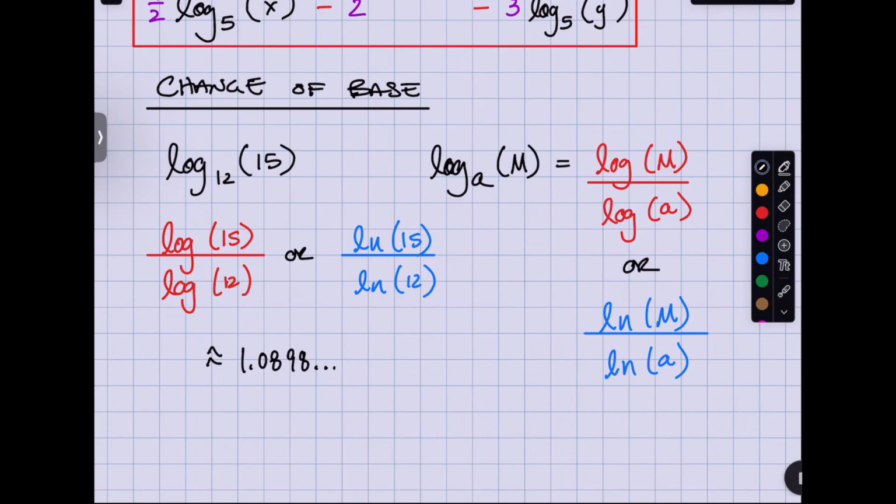So even if you can type in log base 12 of 15, you still need to know this rule, because you need to know how to get the exact value. So in exact value, you have to either have log or natural log in your answer. Is that fair? Any questions there?